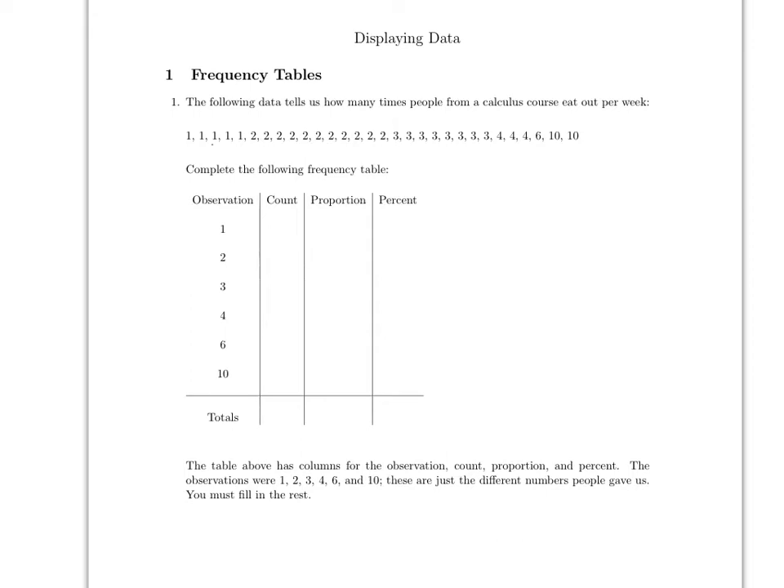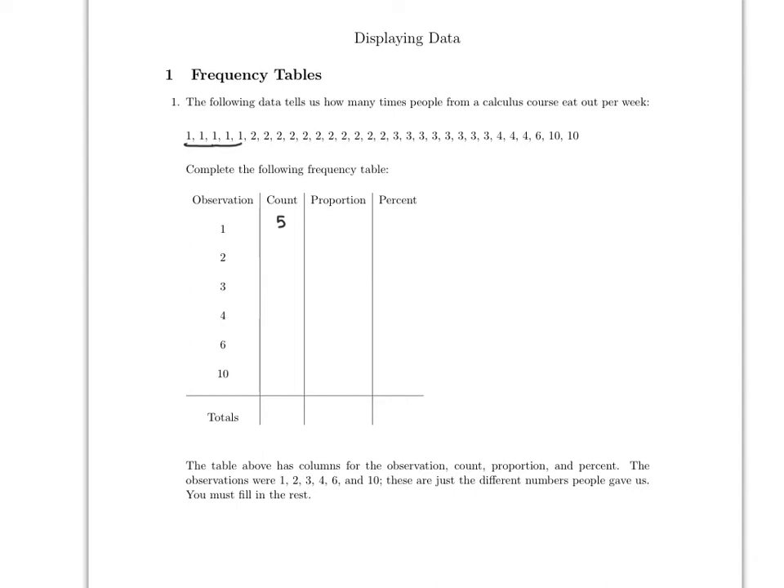Now, to begin here, notice that we're looking, first of all, for people who told us that they ate out 1 time per week. And so to get the count for that, all we're going to do is come up to the top here and count how many people told us 1. So if you look up here, there are, I believe, 5 ones. So the count for 1 will be 5.